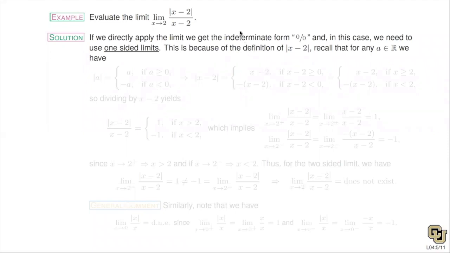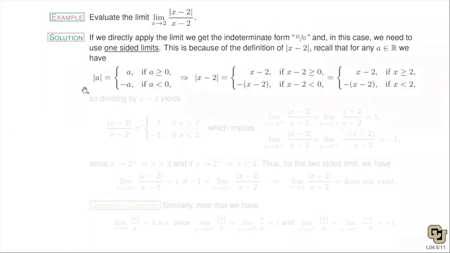So let me remind you of this word here, indeterminate form. That means it's something in a limit where we don't know what's happening and we need to do more mathematical investigation. Typically our strategies involve multiplying by the conjugate, factoring and canceling, using the squeeze theorem. In this case, we want to look at the one-sided limits. And that has everything to do with the definition of the absolute value of x minus 2.